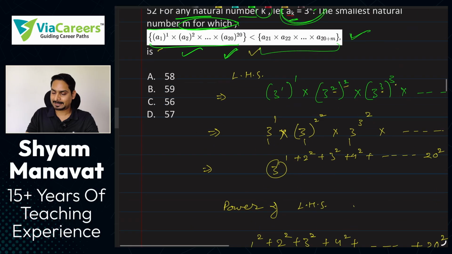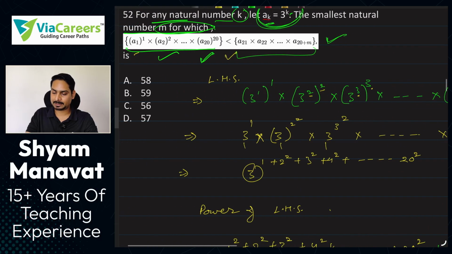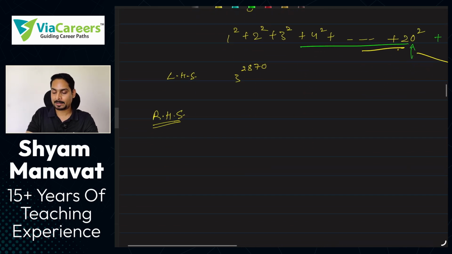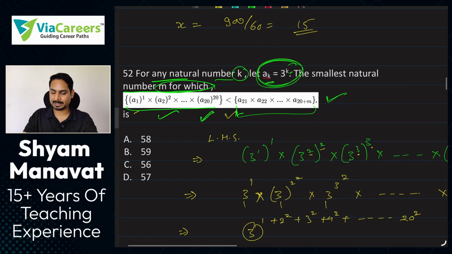So RHS, right hand side, is starting from A21 and this time you don't have power of that. So it's only A21, A22 up till A20 plus M. So that means this is 3 is to 21 से चालू है ना. 21 into 3 is to 22 into 3 is to 23, and it's going up till what? 3 is to 20 plus M.